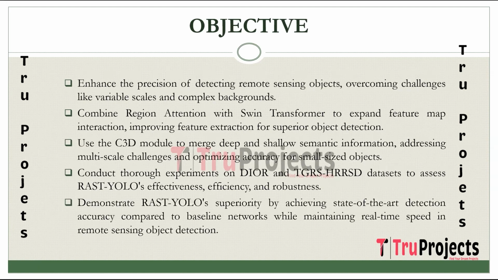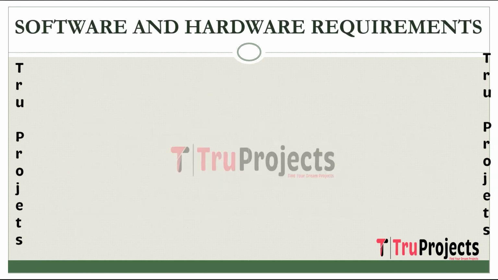The goal is to demonstrate that RAST YOLO attains state of the art detection accuracy when compared to baseline networks. A particular emphasis is placed on maintaining real time detection speed, ensuring a balance between effectiveness and efficiency in remote sensing object detection. We need hardware and software components to implement this project.